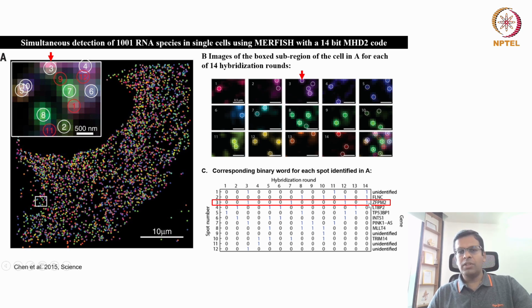001000100000101. The length of this barcode is 14 digits. So using these 14 digits, it is known as the 14-bit MHD2 code. This is the barcode of 14 digits, and when you have to detect so many species, you need such a long barcode. But let's say you want to detect only 100 mRNAs, you may not need such a long barcode. Okay, and this transcript was identified as the ZFPM2 transcript, which is a particular gene.